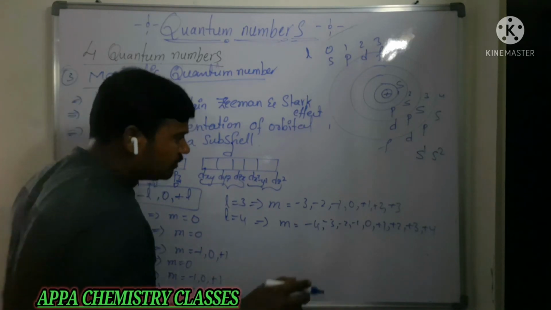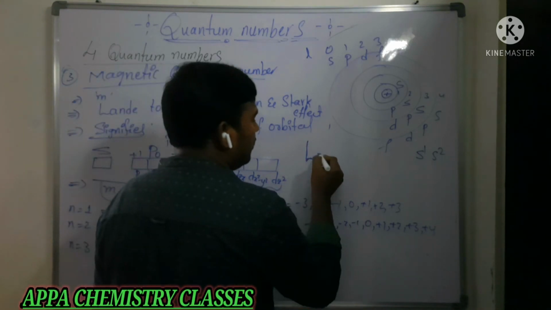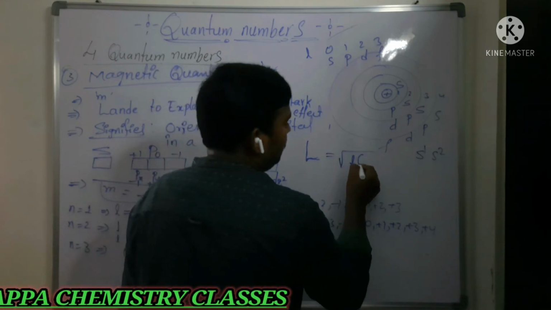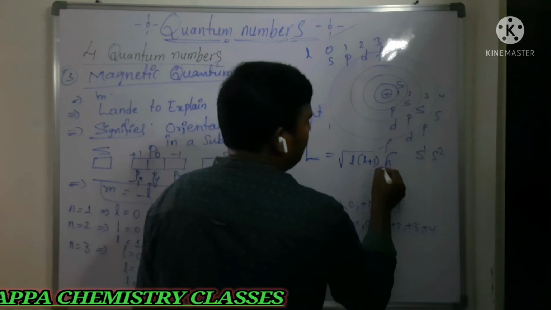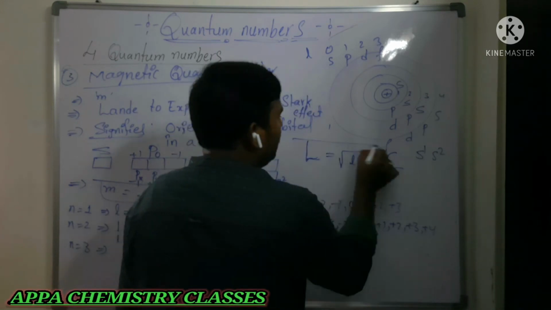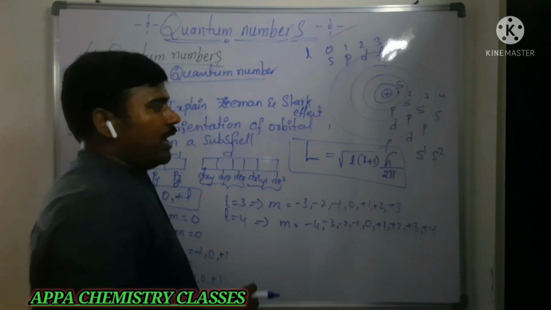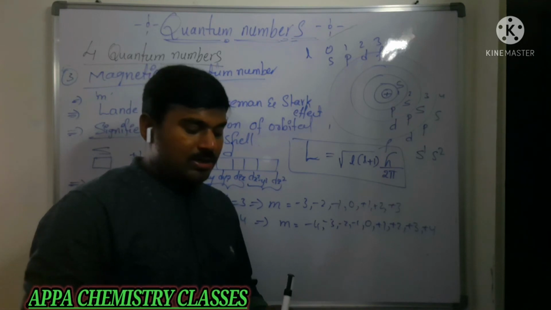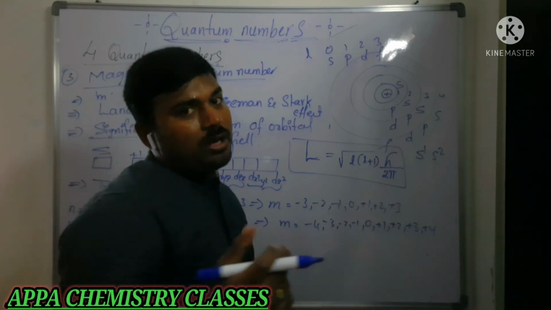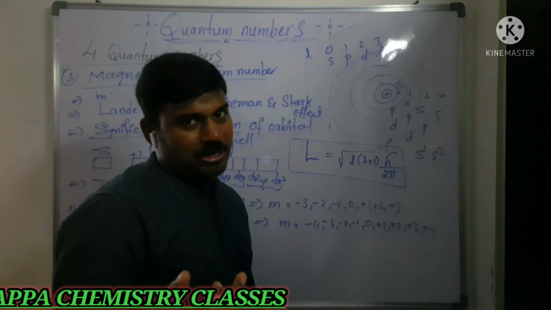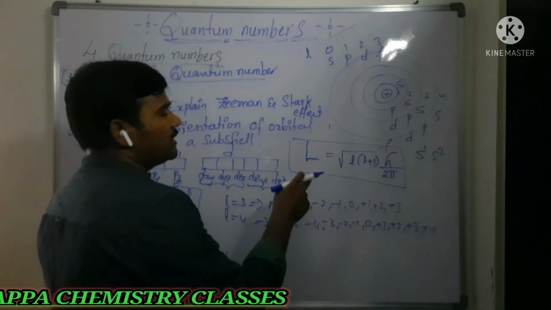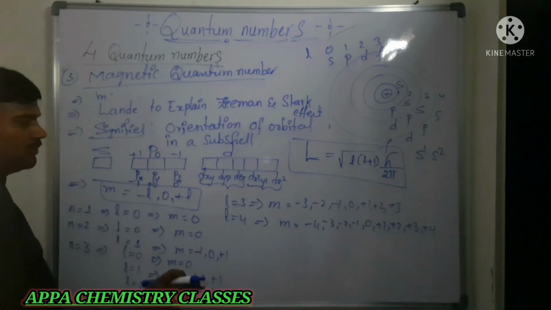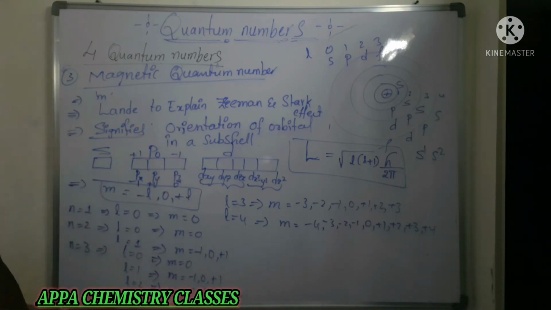Now I forgot to tell you about the orbital angular momentum. The orbital angular momentum is represented as capital L, which is the square root of L into L plus 1, multiplied by h by 2 pi. For the energy cell, the electron will revolve in an energy cell whose angular momentum must be an integral multiple of h by 2 pi. That is the orbital angular momentum, square root of L into L plus 1 into h by 2 pi. Is that clear? So the magnetic quantum number is clear, I think.